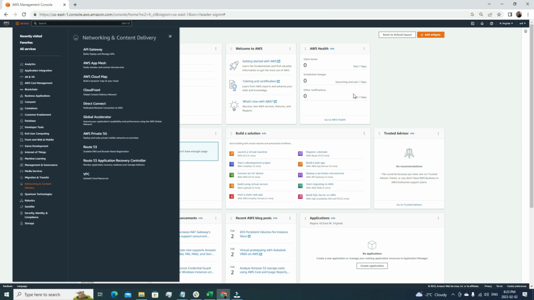Let's move into our third category, which is networking and content delivery. The very first service that we need to get familiar with is VPC. VPC stands for Virtual Private Cloud. So VPC is an isolated cloud resource. Under VPC, we have a CIDR block. We can divide the CIDR block into multiple subnets. We have an internet gateway. We have route tables. We have NACL. So it's a complete virtual networking system.